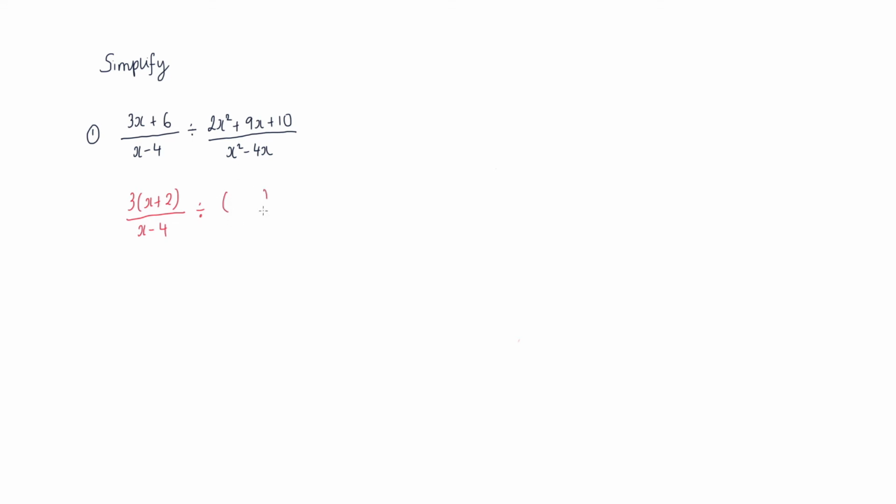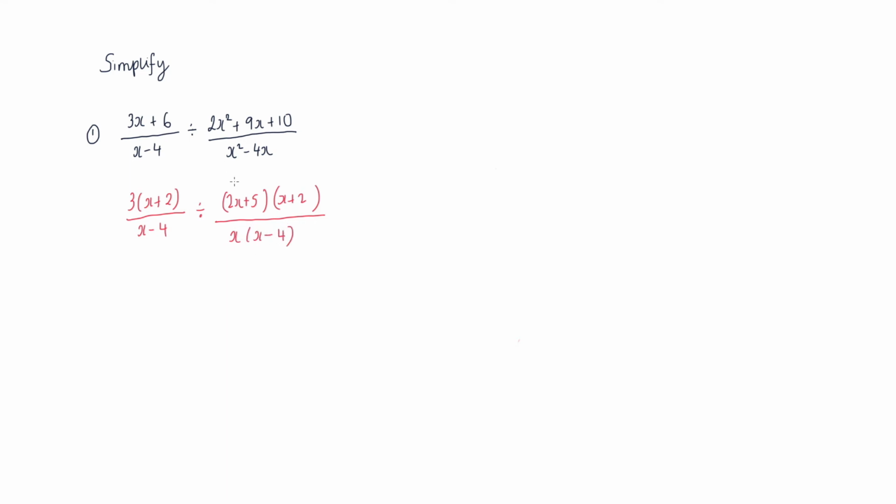So we'll get this into 2 brackets, and then if we factorize this top one, that'll give us 2x plus 5 and x plus 2. And then this is going to be over, let's factorize the bottom, so we can take x out, and we'll be left with x minus 4.